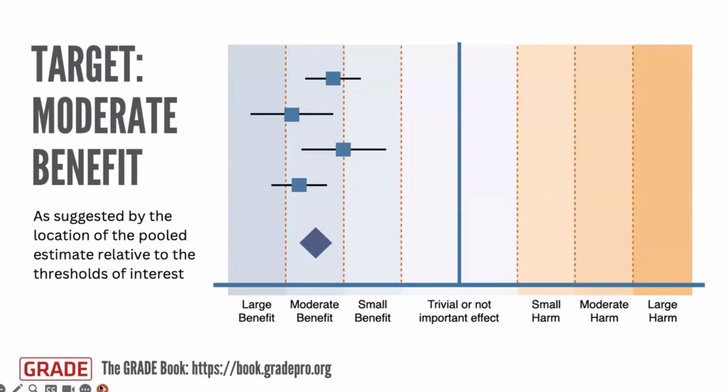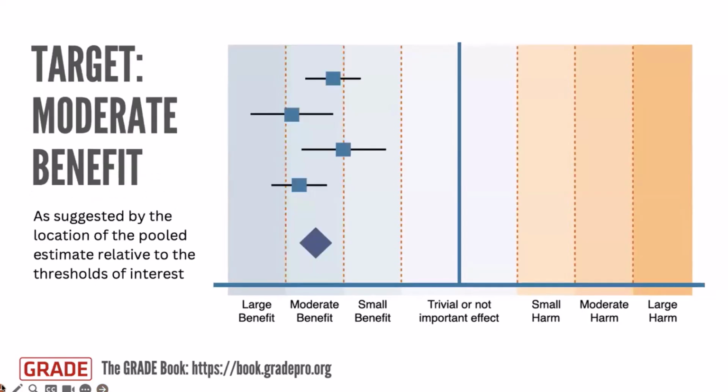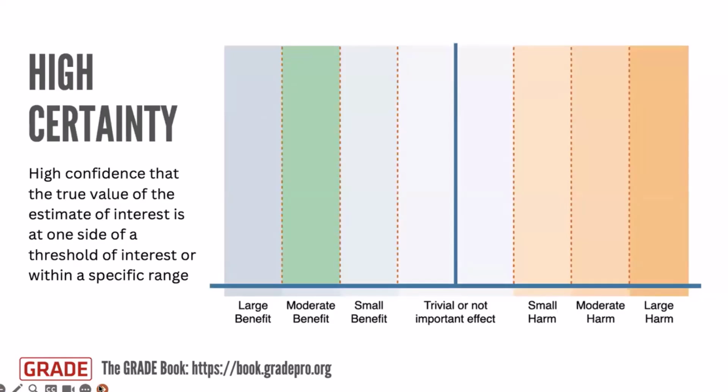So the target is what is suggested by the pooled estimate, and it is also what we will be rating the certainty of. If we say we are rating our certainty in a moderate benefit, then high certainty means we have high confidence that the true value of the estimate is indeed a moderate benefit. After the GRADE assessment, we are very confident that the true value is somewhere in the range of moderate benefit.